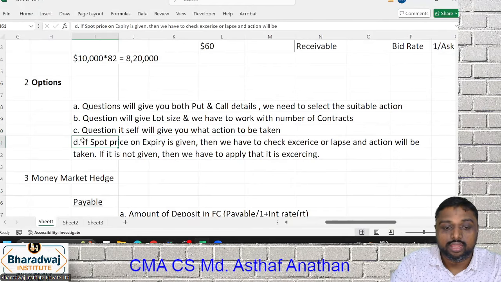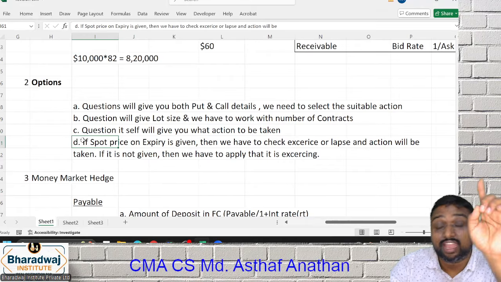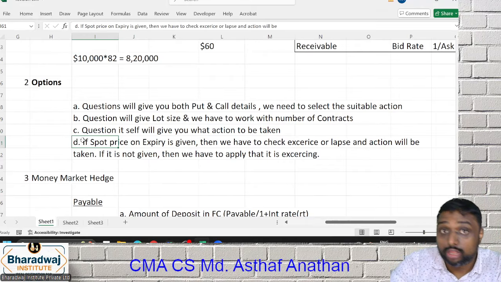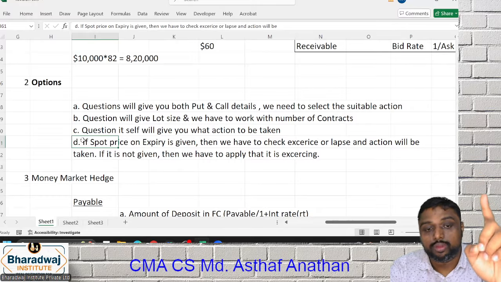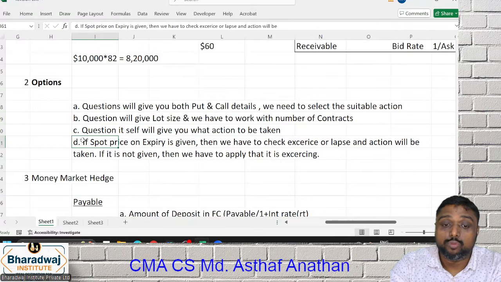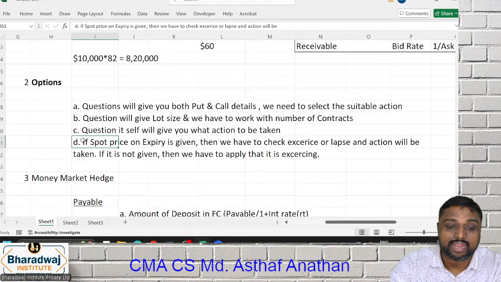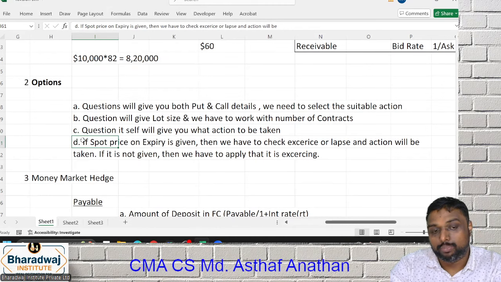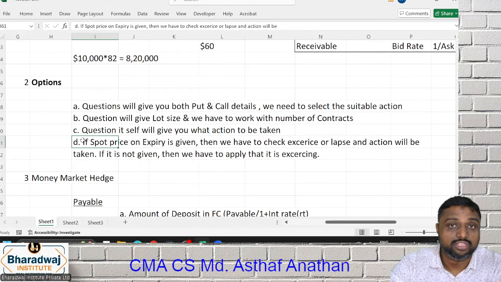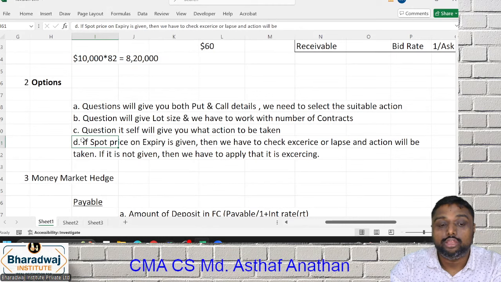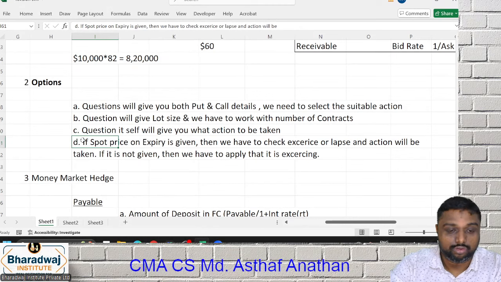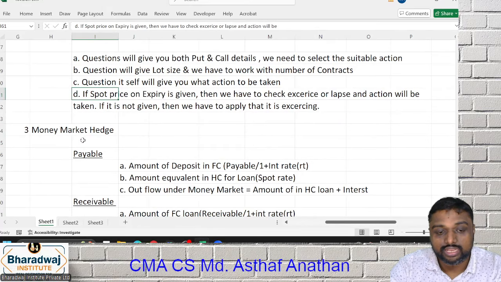The next point is that the spot price on expiry is given. I will take one question from my regular material for your benefit. If the spot price on expiry is given, then we have to check the exercise price and decide lapse or action. If it is not given, then we have to apply. I will take that question, my dear friends, so that you will get a better idea.